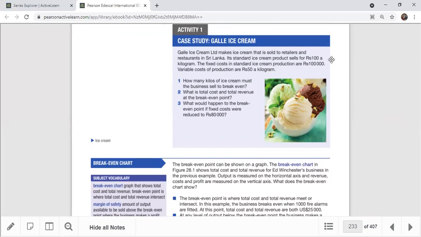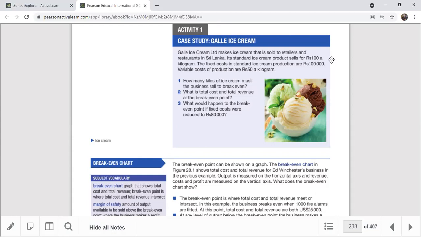In Sri Lanka, we have a couple of ice cream manufacturers like Elephant House Ice Cream and Cargill's Ice Cream, and we are importing some ice creams also. But there are plenty of local ice cream manufacturers, like this one, Galle Ice Cream Company. They're selling to retailers and restaurants in Sri Lanka, and the standard ice cream product sells for 100 a kilogram. So 1 kilogram equals 100 rupees.